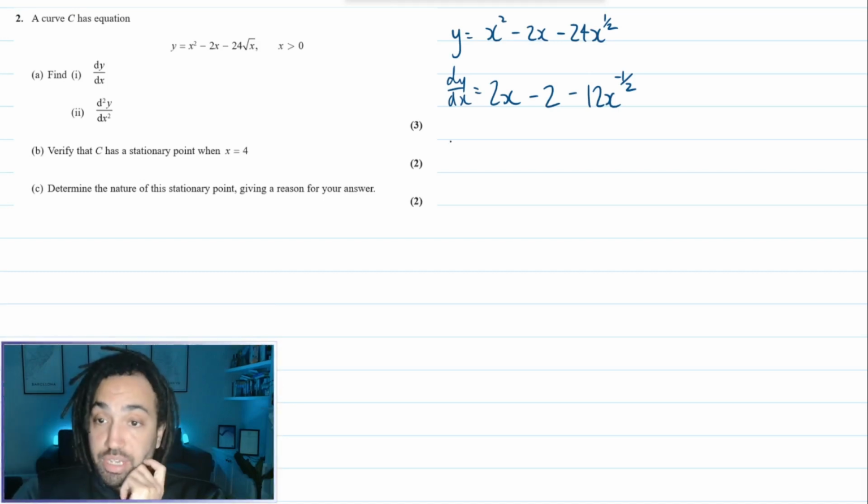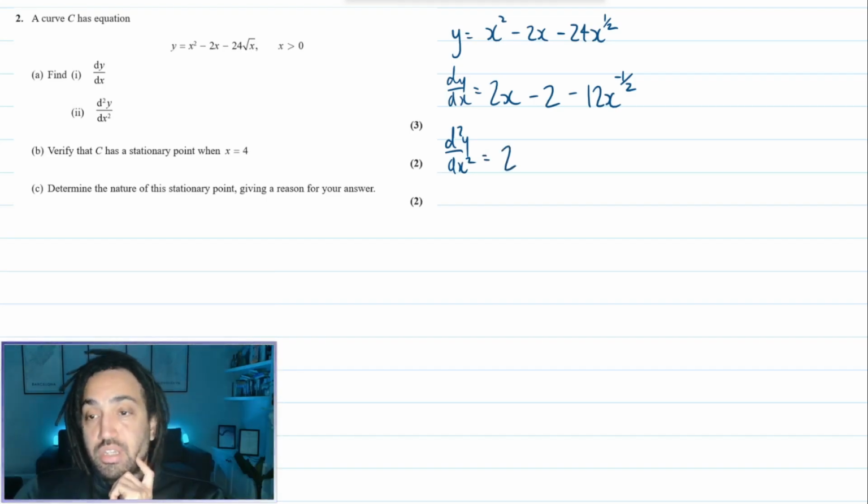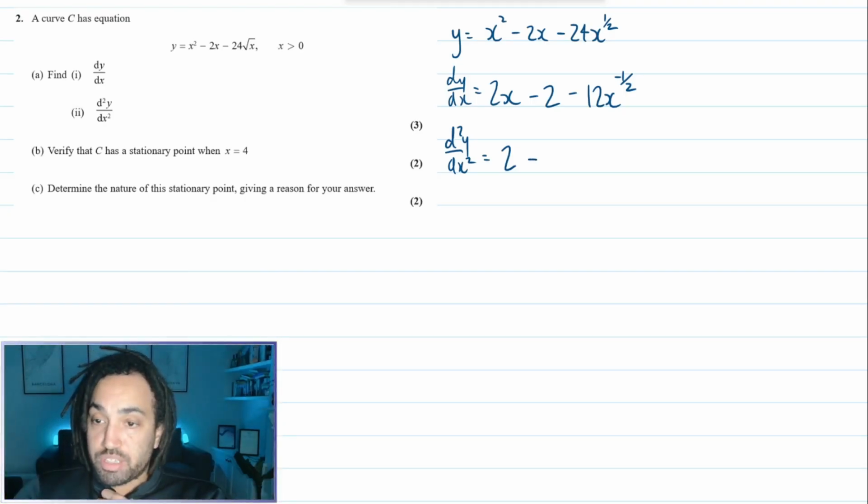Okay, and then we've got to go again. We're going to differentiate again. So 2x differentiates to 2. Minus 2 is a constant, so that differentiates to 0. Minus a half times by minus 12 is plus 6, and drop the power down by 1. Again, it gives you minus 3 over 2.